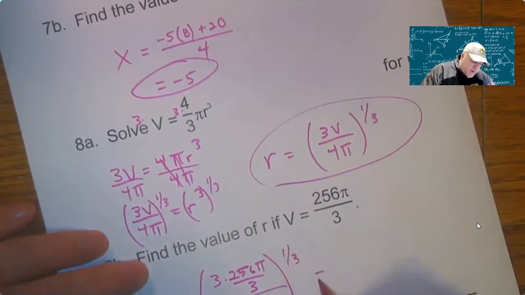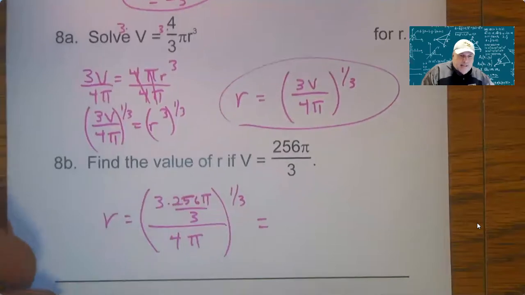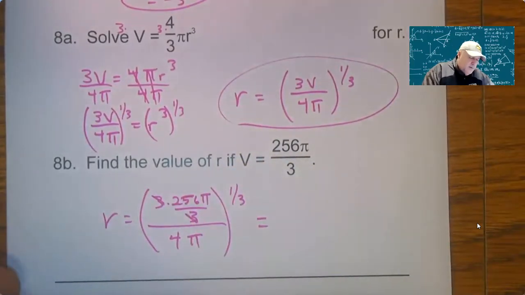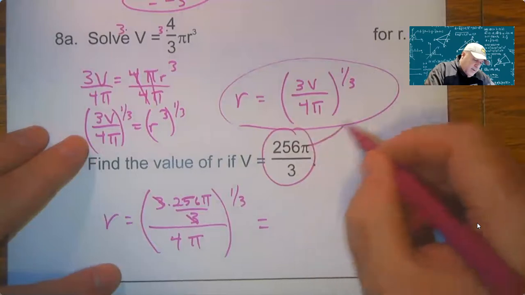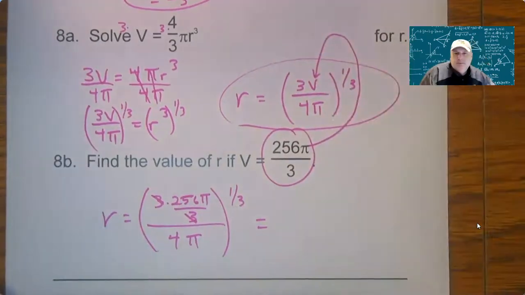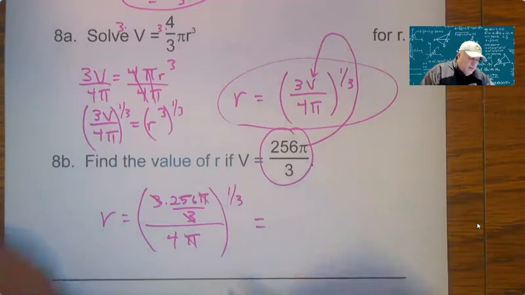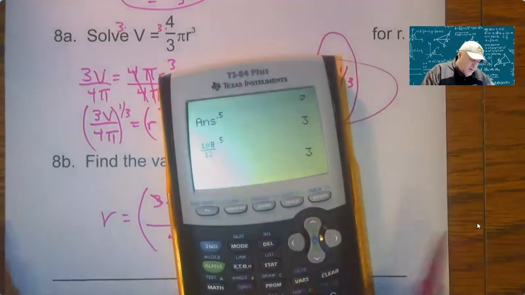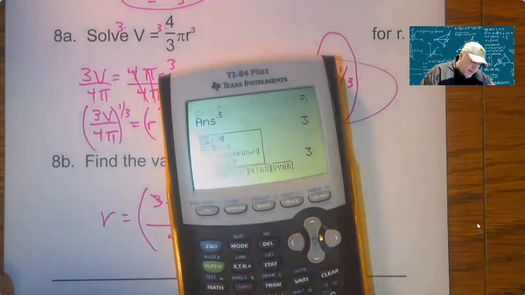Now here's something to know. There's a lot that cancels out. The 3's drop out. So this whole thing got put in for v right there. The 3's drop out and the pi's drop out. So you're just doing 256 over 4 to the 1/3. And why not just enter that?